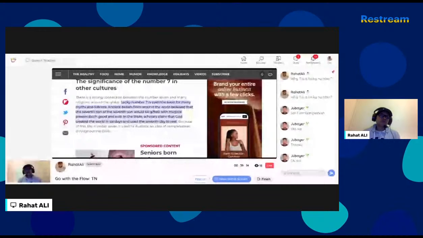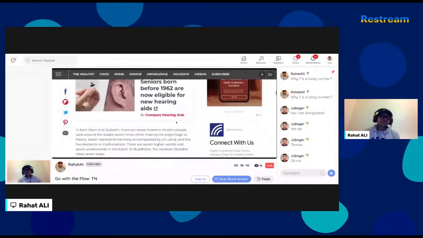both good and bad. In the Bible, scholars claim that God created the world in 6 days and used the seventh day to rest. Because of this, the number 7 is used to illustrate an idea of completeness throughout the Bible. Okay, so there's a biblical reference.